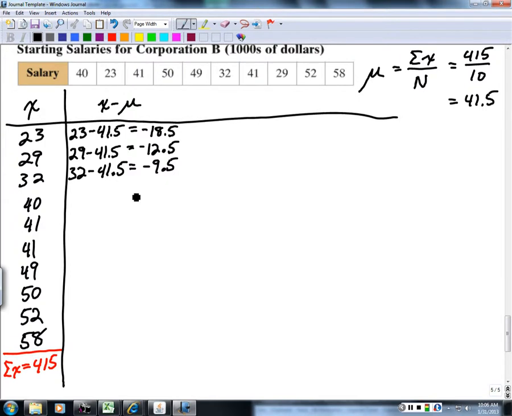And this one's going to be negative 1.5, negative 0.5, negative 0.5, 7.5, 8.5, 10.5, and then finally 16.5. Okay? Yes?